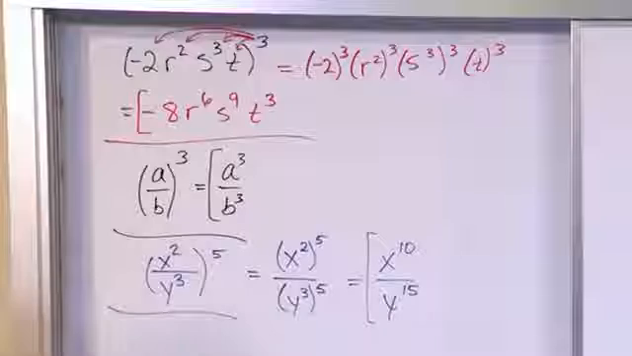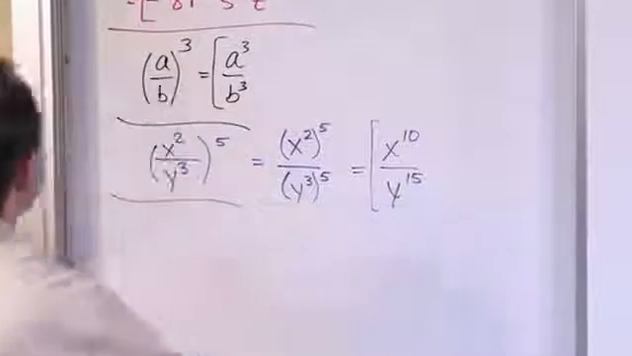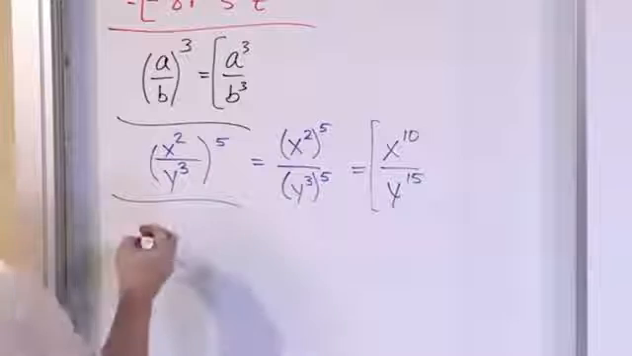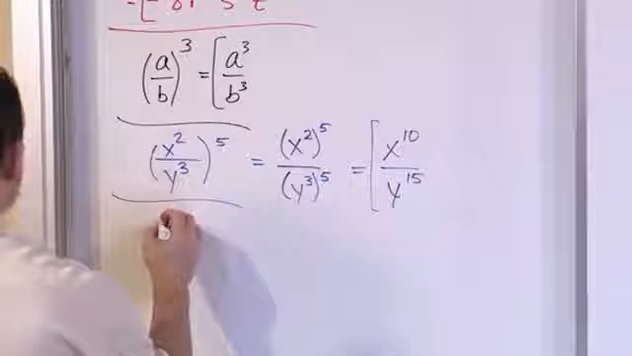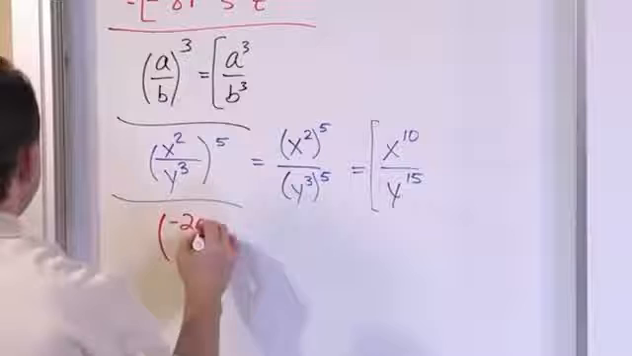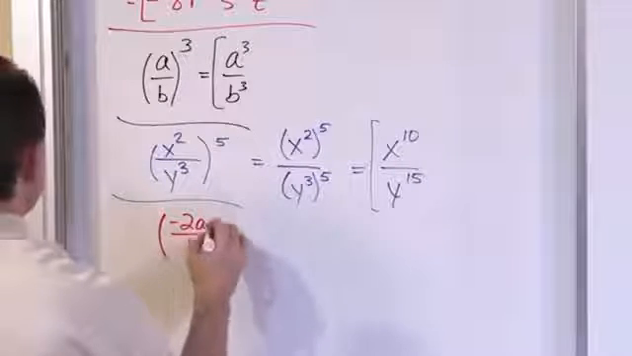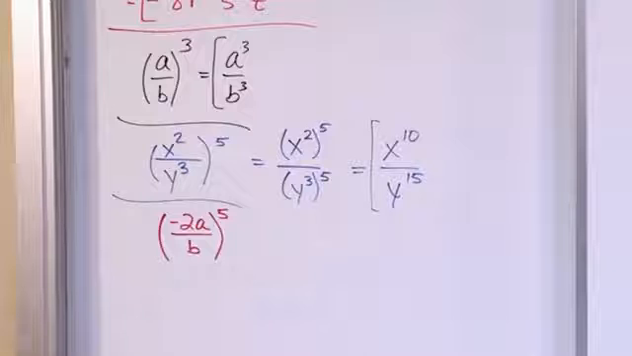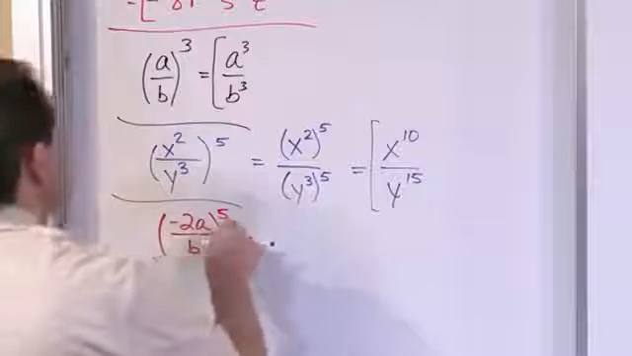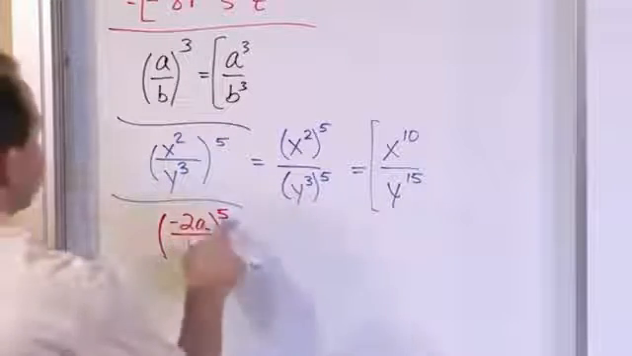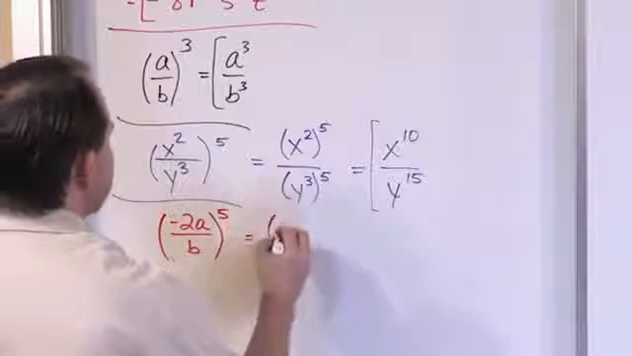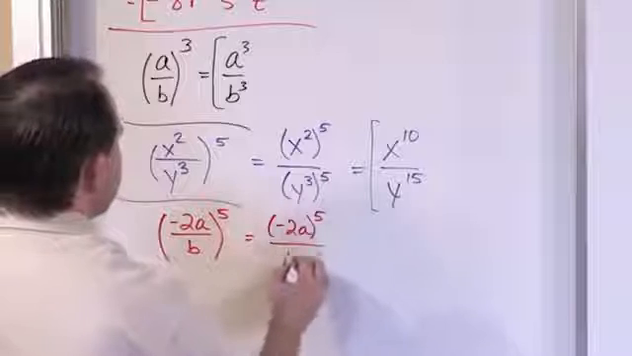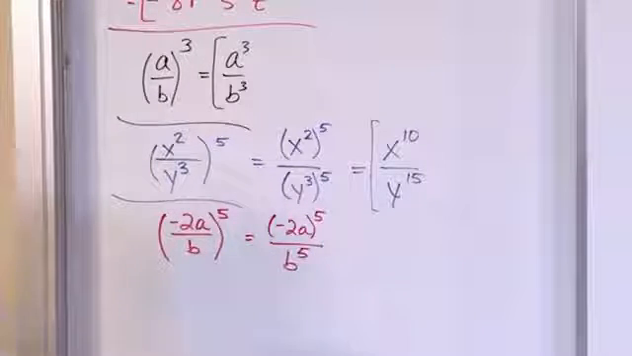All right, so we have this guy, and we'll switch colors. Now, what if we had something like negative 2a over b, all raised to the power of 5. It's exactly the same principle. We've got a fraction raised to an exponent, so it applies to the top and to the bottom. So to make it clear, you have negative 2a on the top, all of it raised to the fifth. On the bottom, you're also raising it to the fifth.